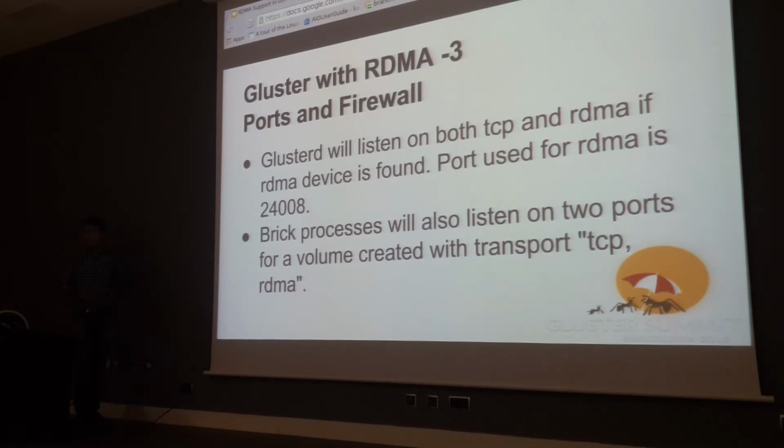So what changes when you introduce RDMA? Glusterd starts listening on two ports now. The well-known 24007 port is what it would continue to use for TCP, and it will start using 24008 for RDMA communication. Also, for the brick processes, as we all know, it will by default start with 49152, and every brick process will listen on two ports, one for TCP and one for RDMA. So anybody who is configuring their servers needs to make the changes in the firewall to make sure that communications go through.